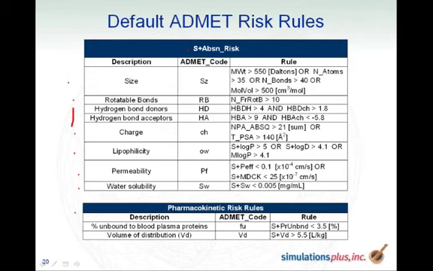And then down here are our risk rules for pharmacokinetics, so percent unbound in plasma protein, and then volume of distribution prediction. So if the volume of distribution is above 5.5, it would be flagged.